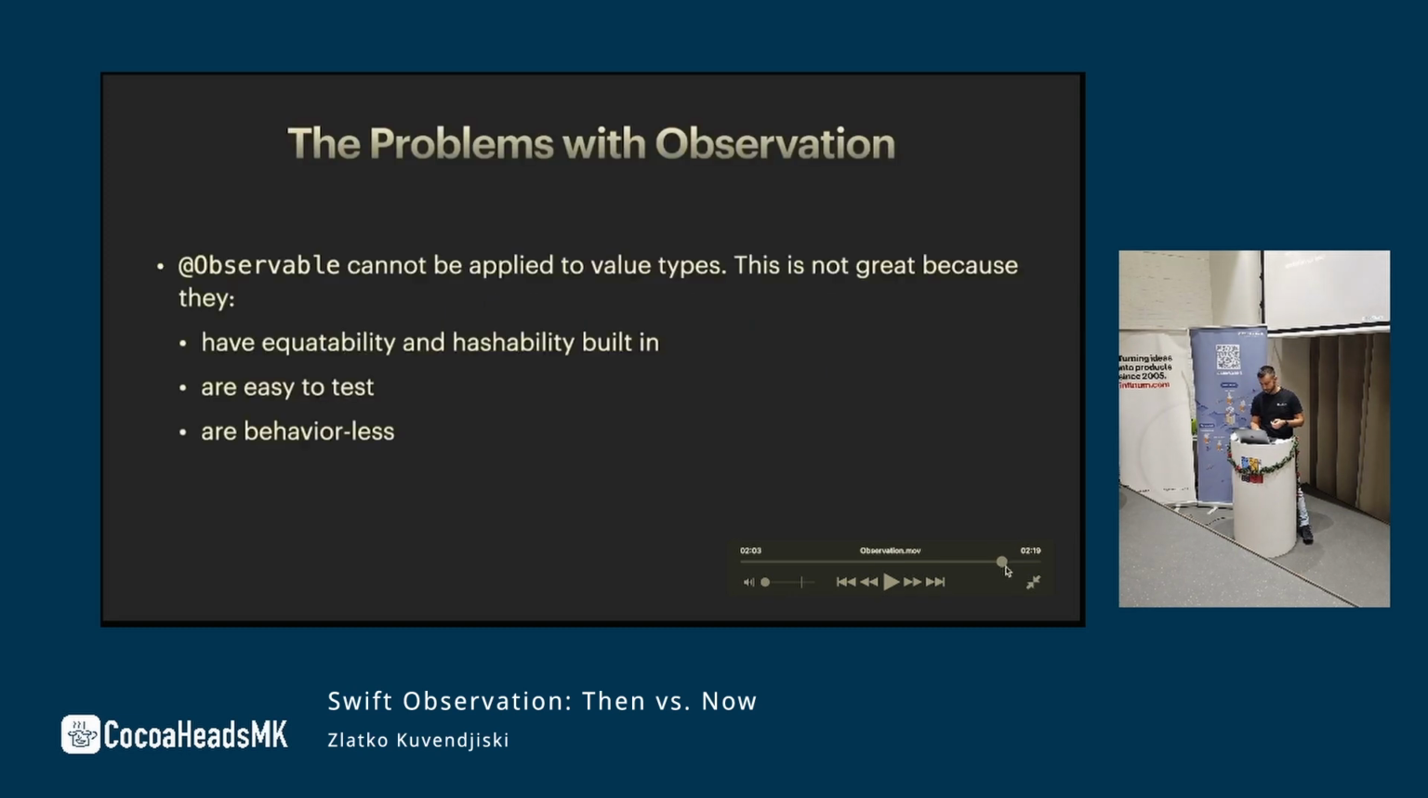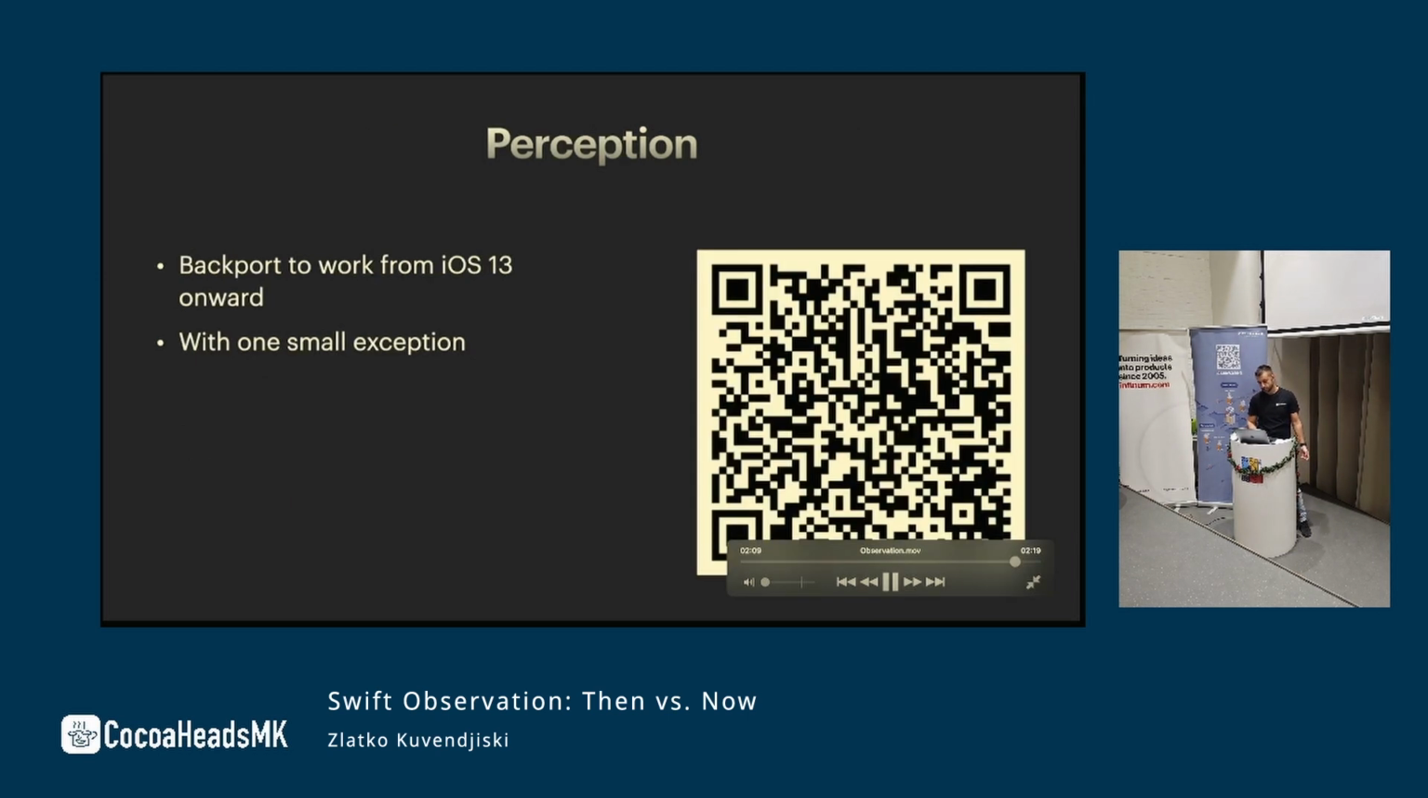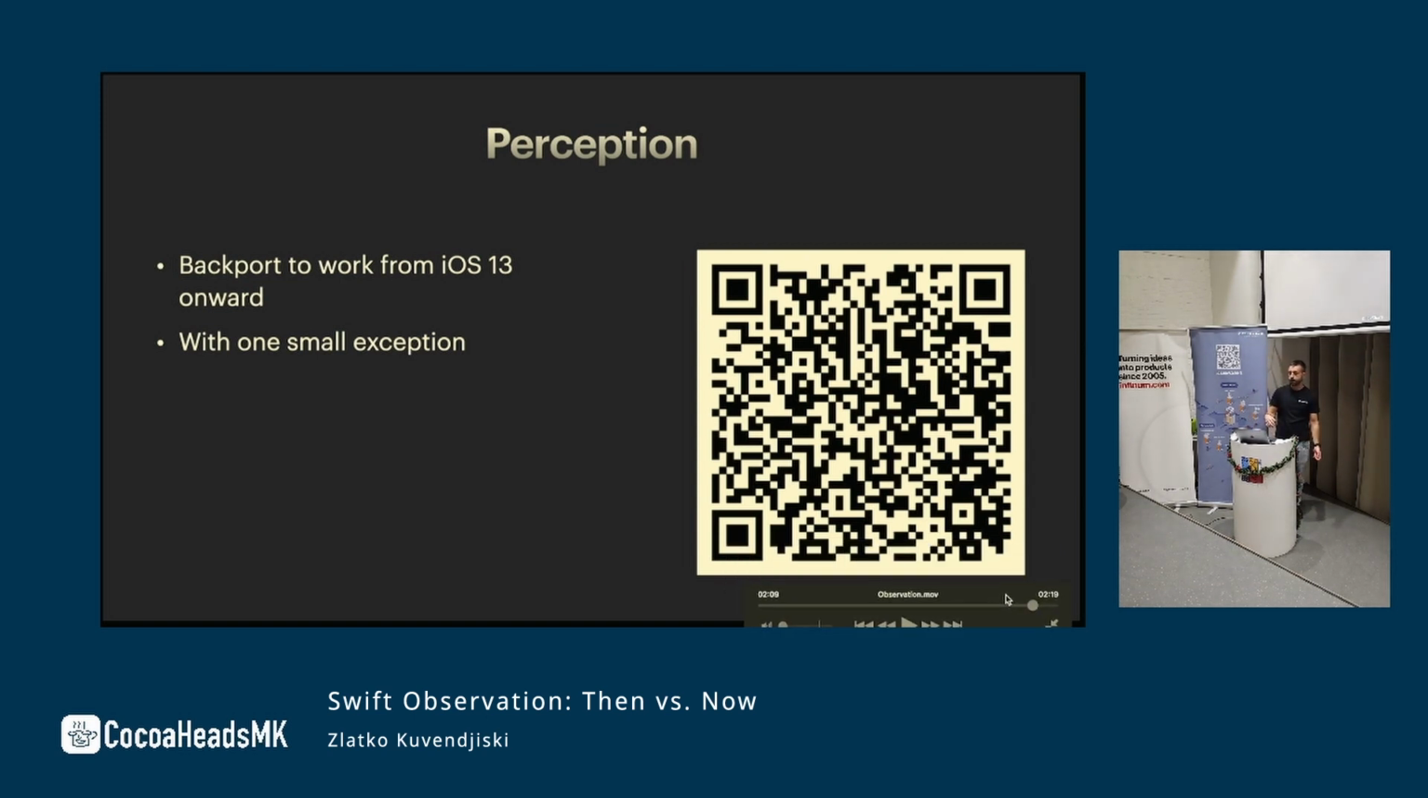So I'm going to continue from here. Yes, observation is iOS 17 only. So that means that, yeah, you can't use it if you need to support older versions of iOS, which of course oftentimes you need to. So there is basically a solution which is called Perception. This is basically a framework built in the likes of Observation by the Point-Free guys, but you can use it from iOS 13 and onward.